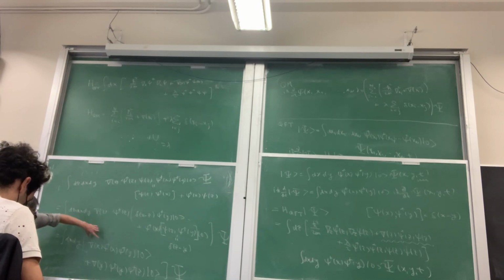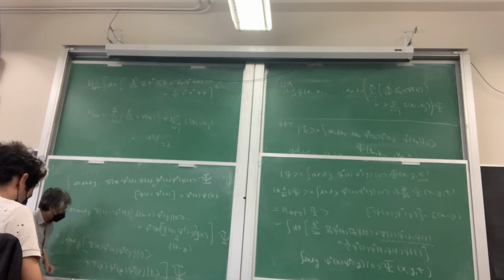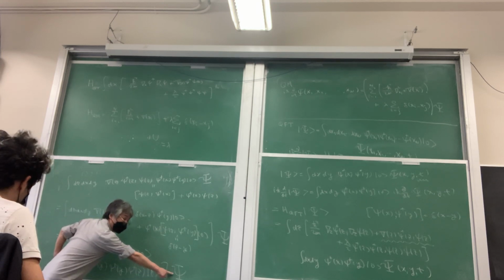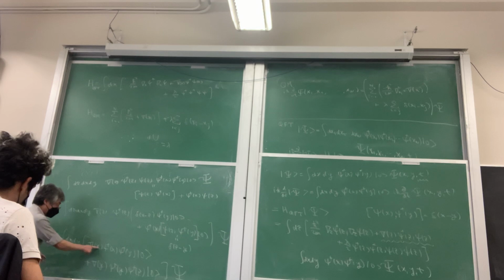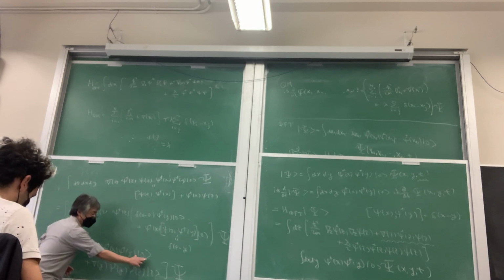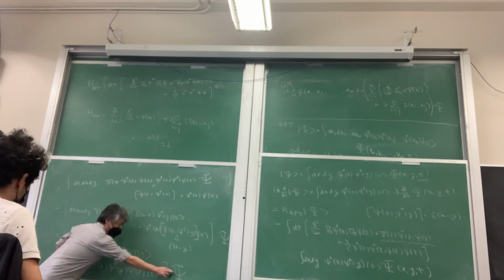And now, this V of X, so this is a tricky point. We used to think V of X is an operator because X is an operator, right? But now, X is a parameter. So this is basically just a number acting on this state. So I can move this V of X all the way over here. X is just an integration variable. Okay, V of X is a number, so I can commute it with all of this stuff and move it over here.